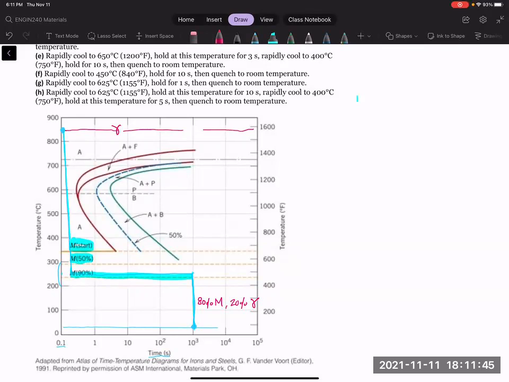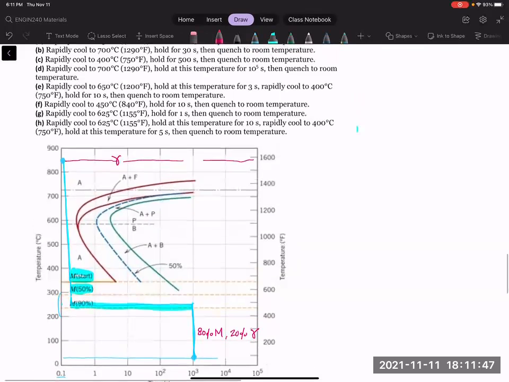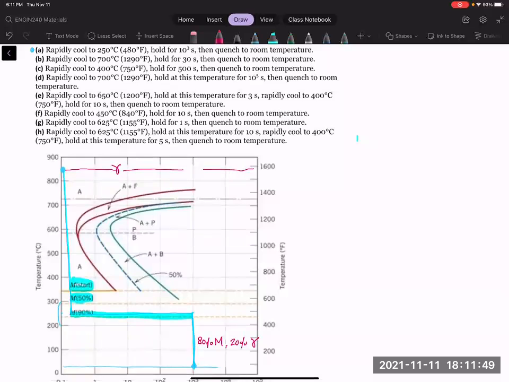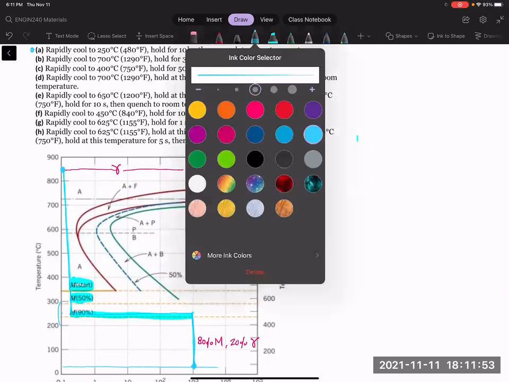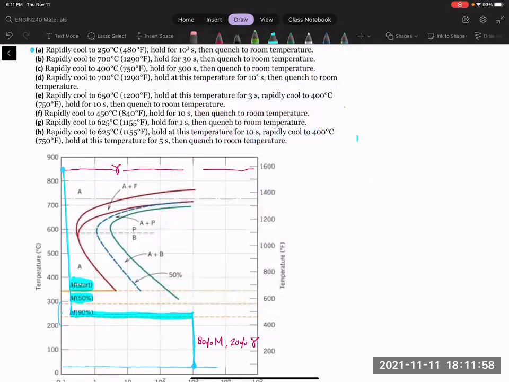Let's try C here. In C, I'm going to use another color to represent this. Let's use a green color. We rapid cool to 400 degrees Celsius. We're still starting from here, and we're going to cool to 400. So 400 is right here. We're going to supercool this one to 400.